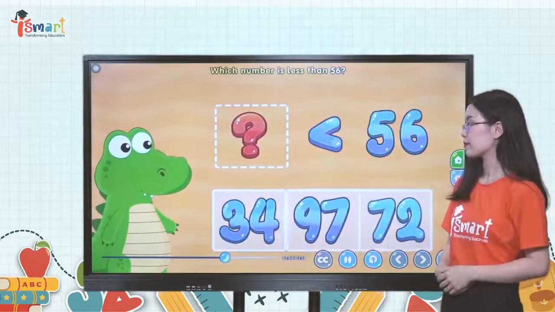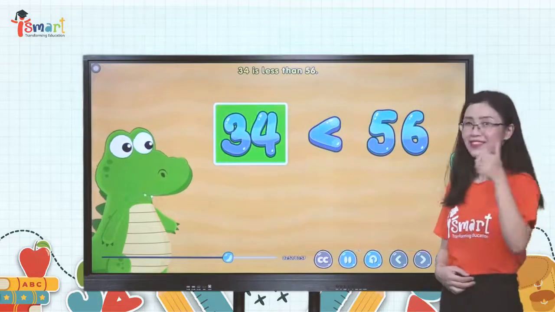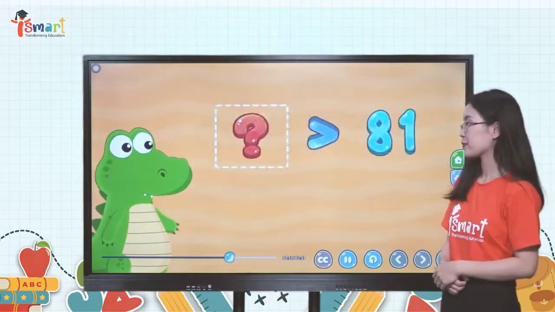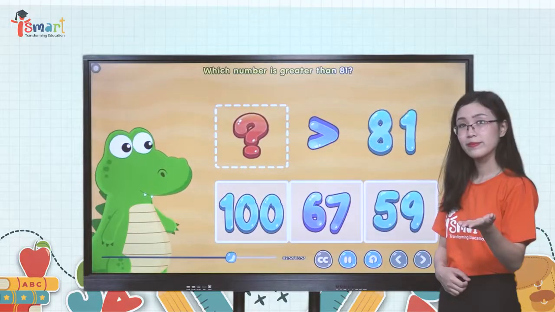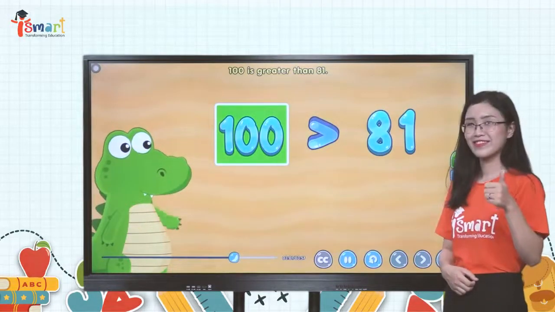Which number is less than 56? 34 is less than 56. Which number is greater than 81? 100 is greater than 81.